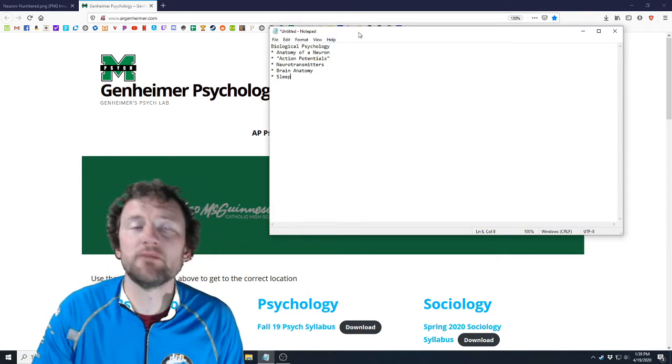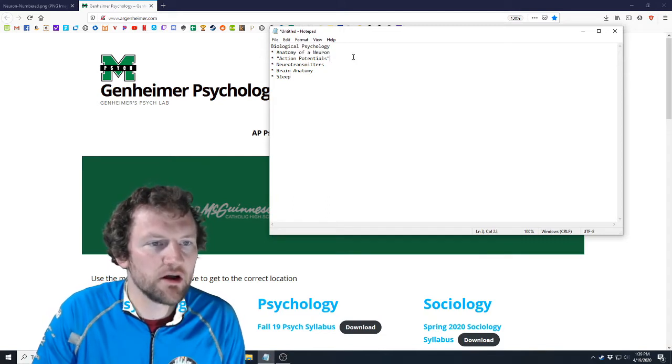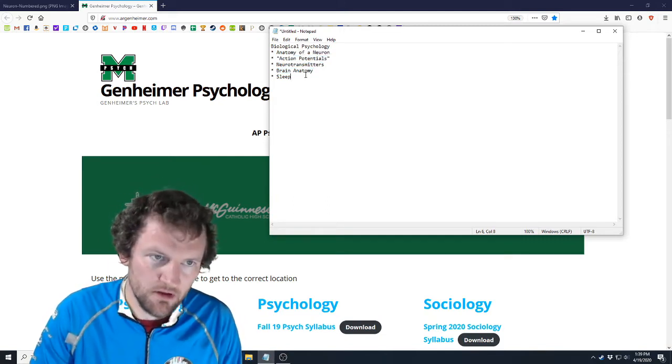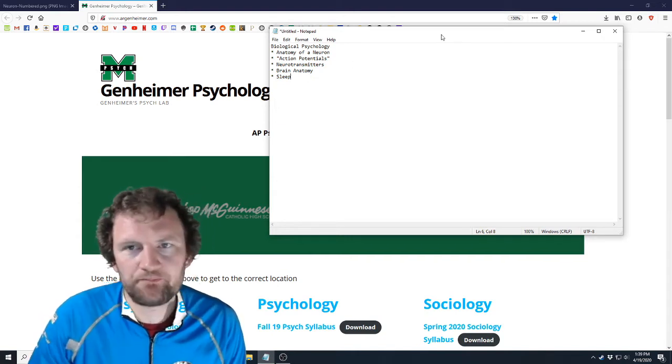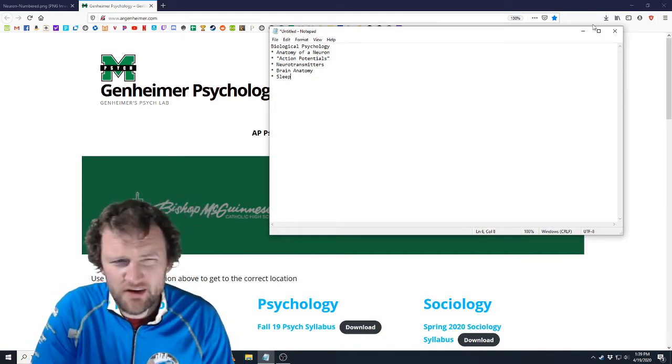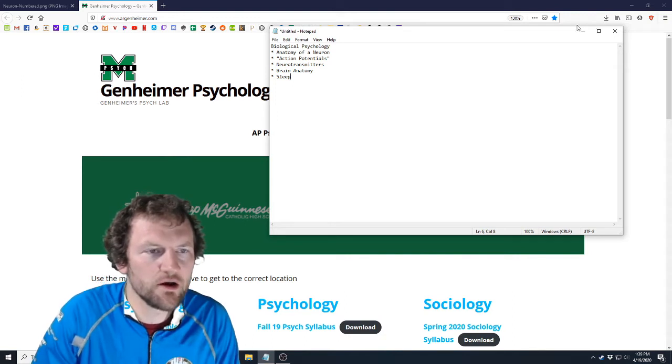You can see here on my notepad the anatomy of a neuron, the action potentials, neurotransmitters, brain anatomy, and sleep, brain waves and all that, and sleep disorders. It's an enormous amount of information to cover. We're going to go very quickly through it.